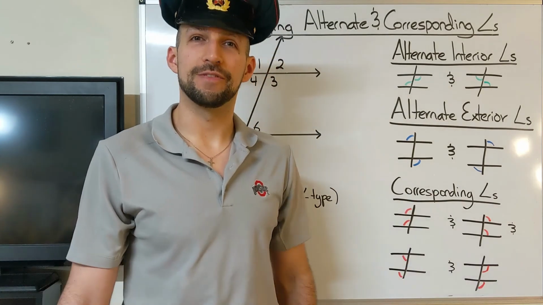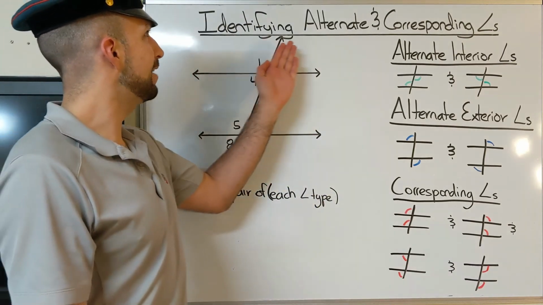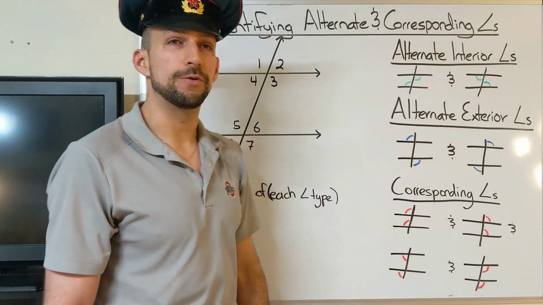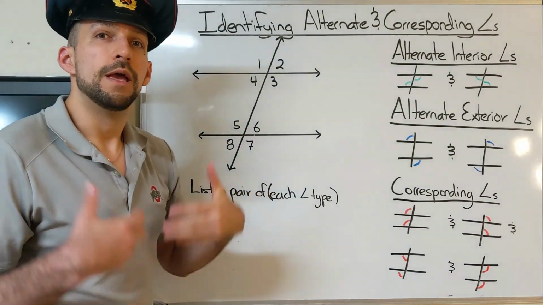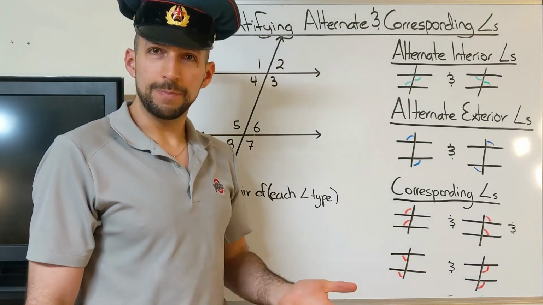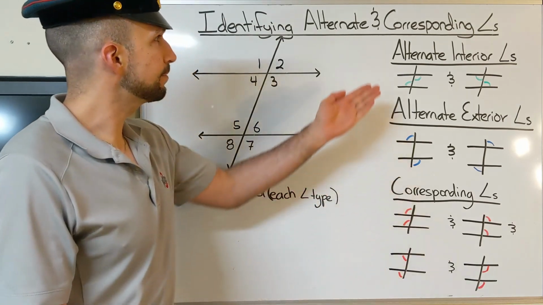Welcome to another edition of Math and Silly Hats. Today we're going to be looking at identifying alternate and corresponding angles in parallel lines cut by a transversal. Before we identify each of these types of angles, let's understand what they are.